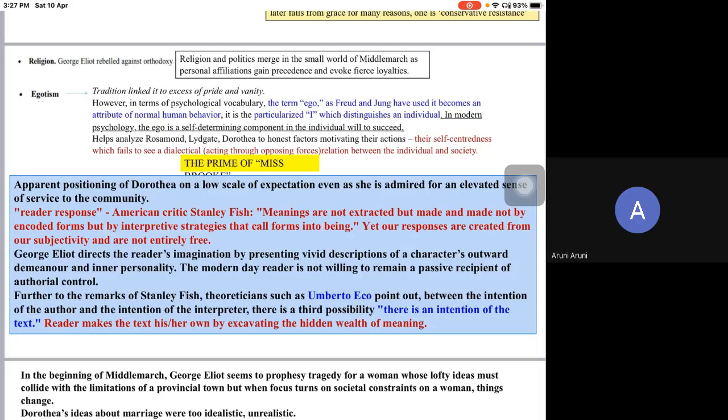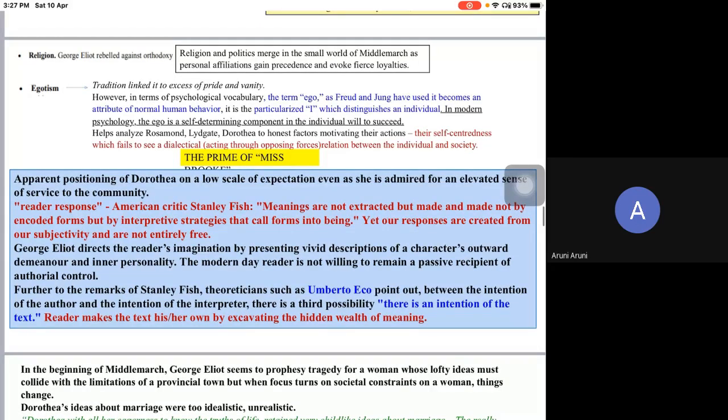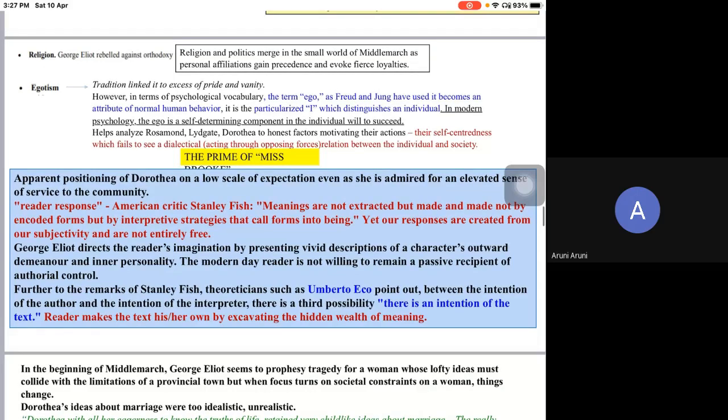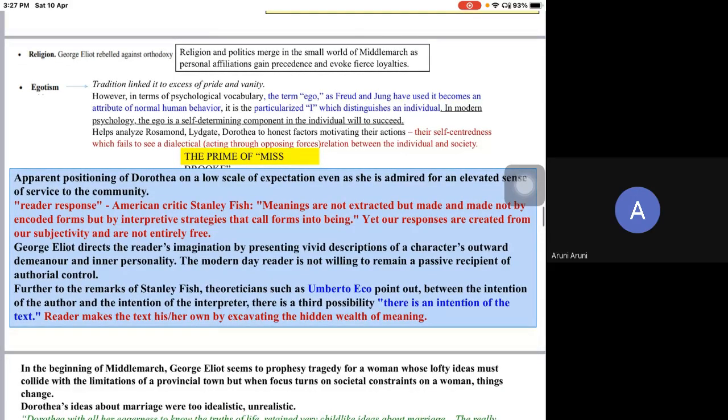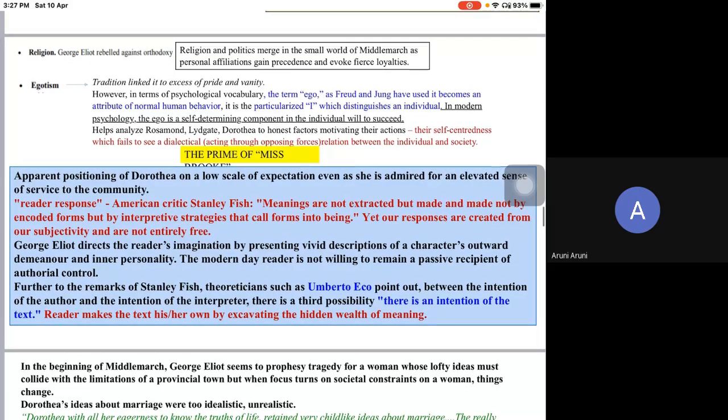A reader's response to what is being read. Yet, our responses are created from our subjectivity and are not entirely free. Our responses are based on what we have seen, what we have lived, the environments in which we live, right? So we are subjective in the way in which we approach a book. And we are not entirely free in our response to a book also.